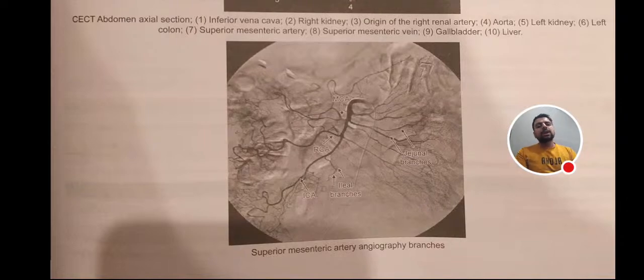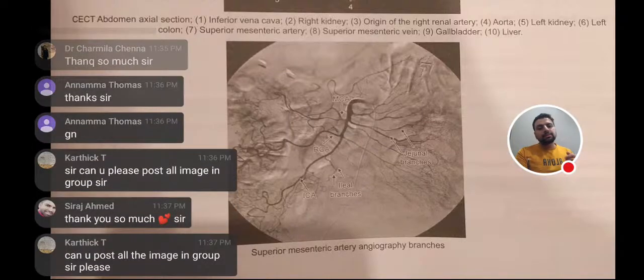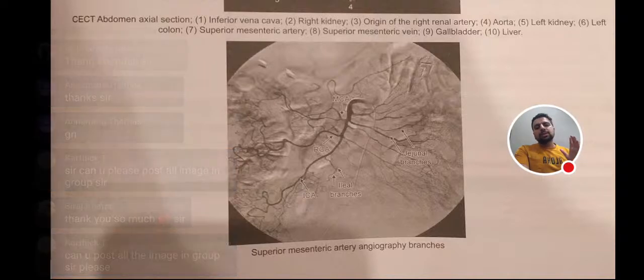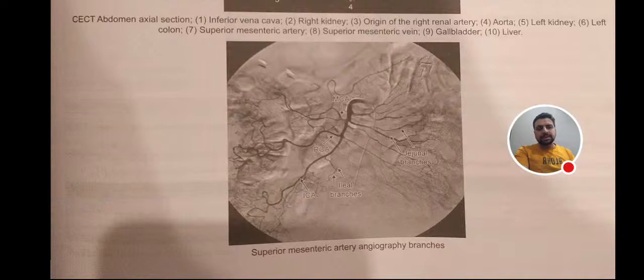This year they are not going to ask about inferior vena cava. Maybe they want to ask about left colon on the diagram, or maybe left kidney, right kidney, or maybe they want to know about aorta. So guys, prepare in such a manner. Previous year they asked superior mesenteric artery. Maybe this year they want to know about inferior mesenteric artery or vein. Yeah, I'm going to post all 20 MCQs left, and there I'm going to discuss CT, MRI, all images in my next video day after tomorrow.